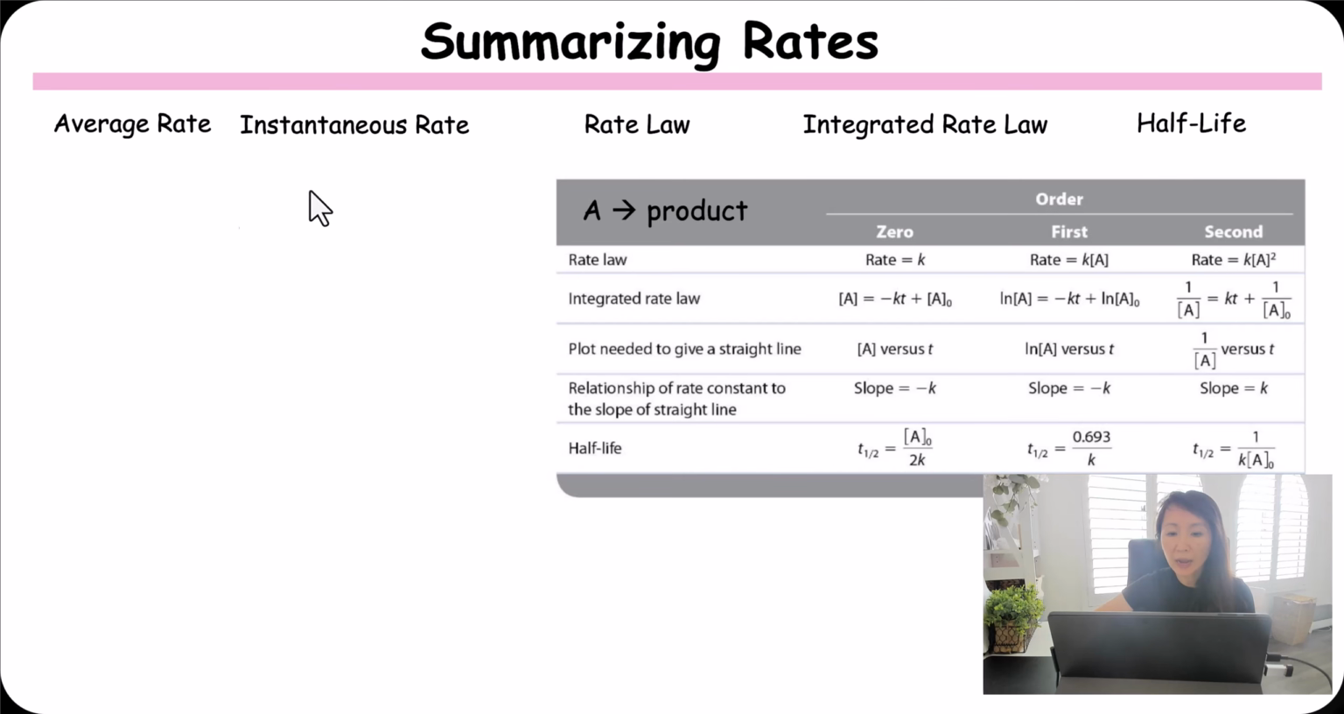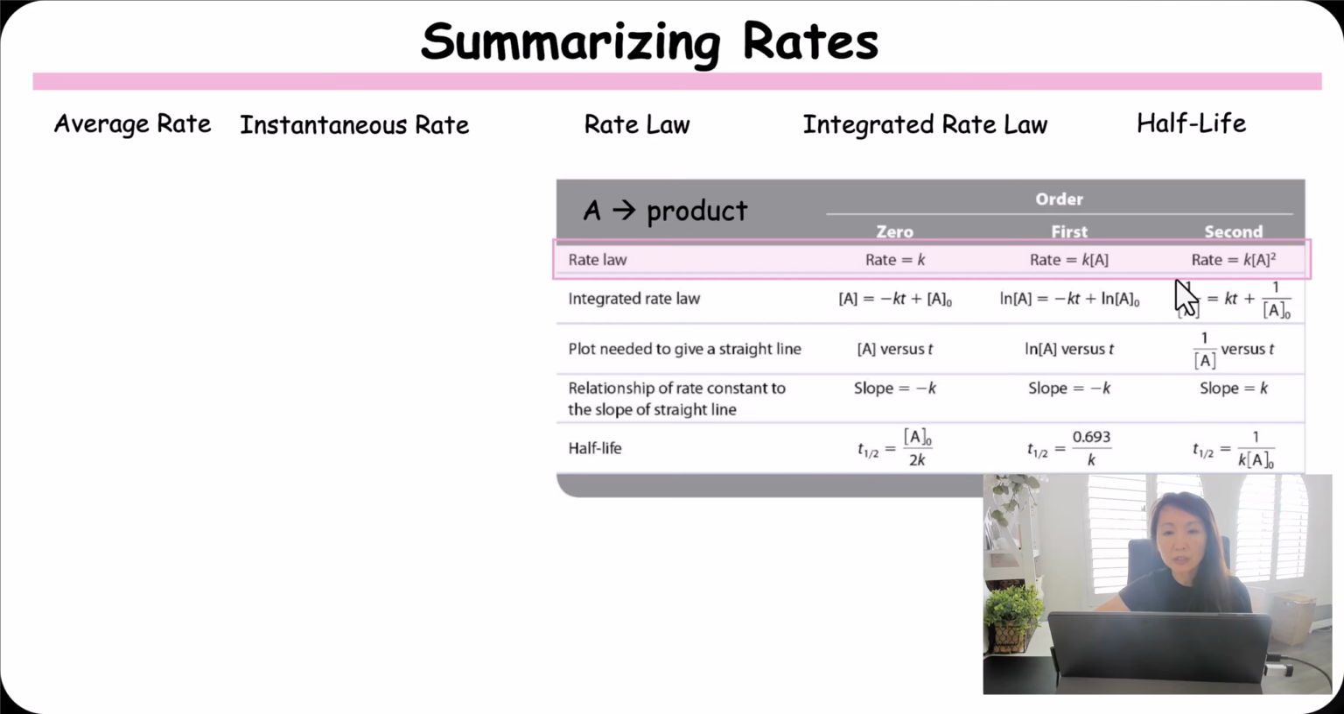So say we have A forming into a product. The rate law for a zero order reaction would be rate equals k. Then for first order, it's rate equals k times the concentration of the reactant. And for a second order reaction, it was rate equals k[A] to the second power.